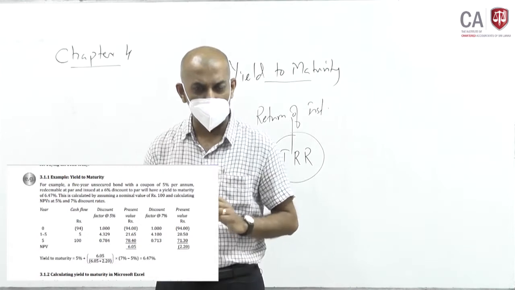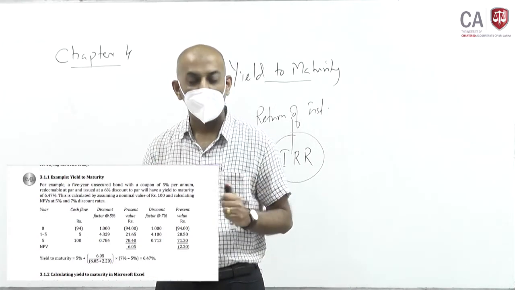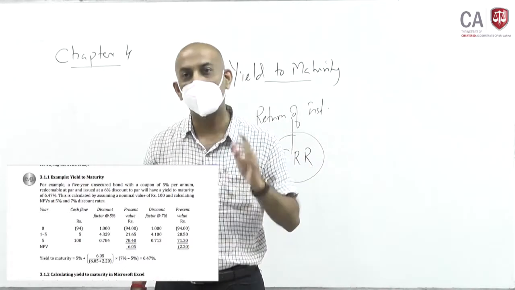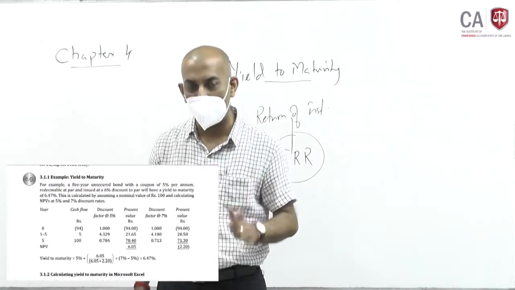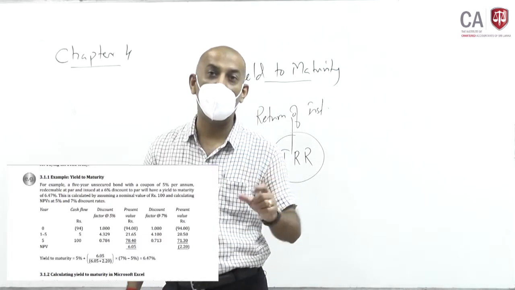So when you look at your answer here, before calculating any number, first identify whether you have taken the right cash flows. You are not investing 100, you are investing only 94, 6 rupees less than your nominal value. But annually you get interest, that is the coupon, on the nominal value.